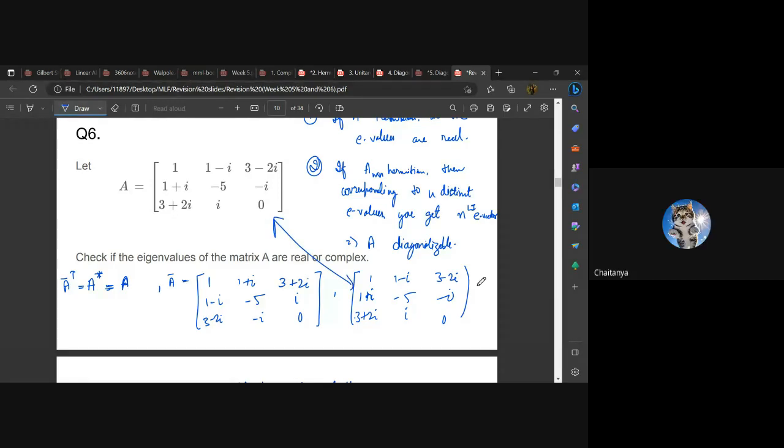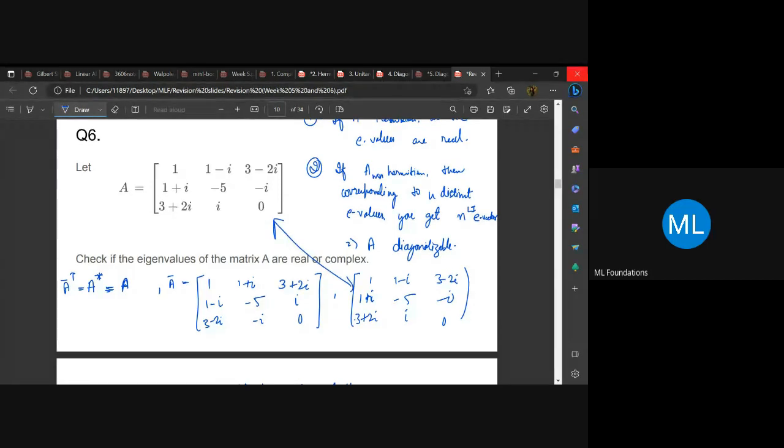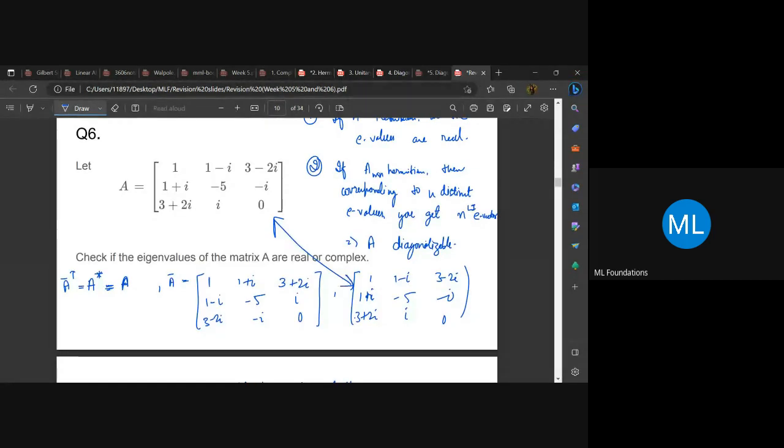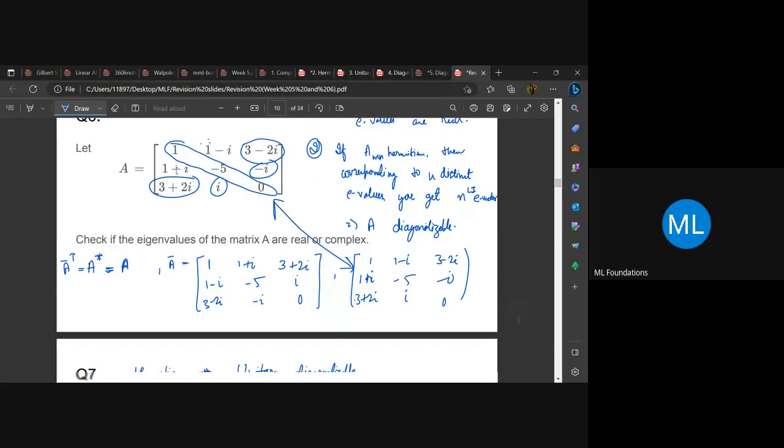And you don't really have to go through this long process. What you can check is that the diagonal entries will always be real. That is fine. Now you need to check the off-diagonal elements. If this is 1 minus i, its conjugate should be 1 plus i, right? Then 3 minus 2i, its conjugate should be 3 plus 2i. Minus i should be i. That's all, it's enough. You don't have to go through this long process.